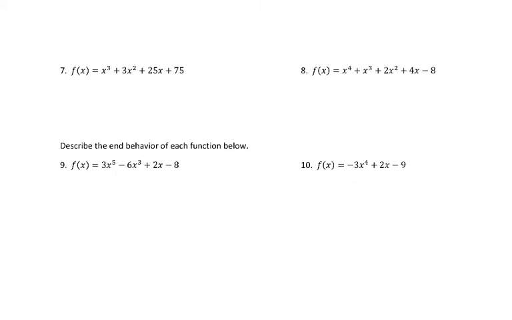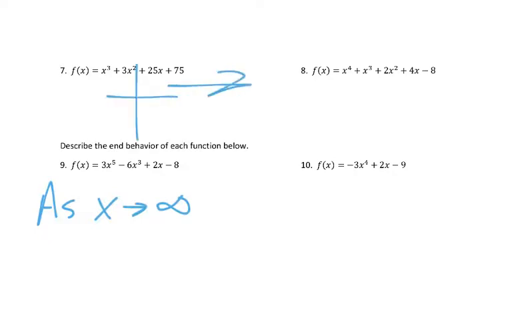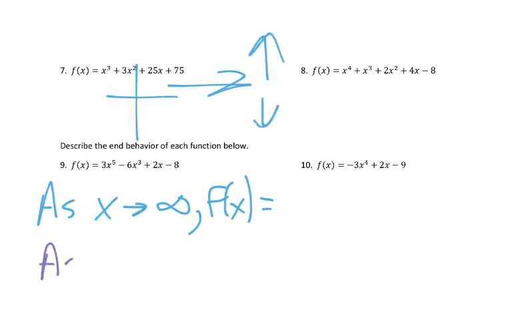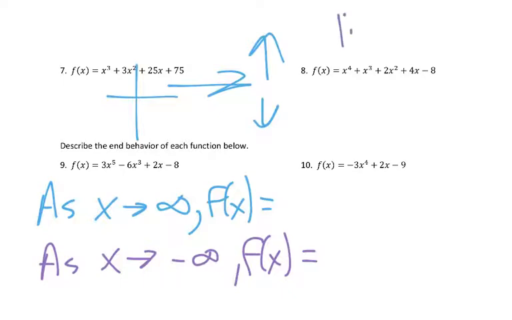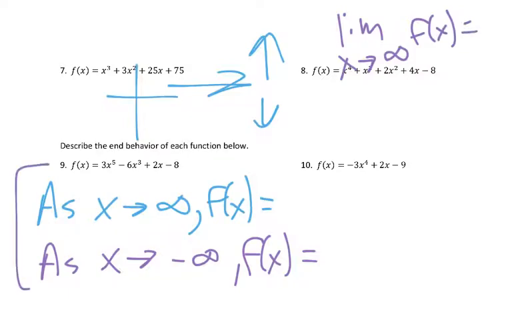Now, number 9 and 10 want us to describe the end behavior of each function. So remember, end behavior is as x approaches positive infinity, meaning graphically as we go to the right, f of x does what? Goes up, goes down, approaches a number. And as we go left, as x approaches negative infinity, f of x does what? Okay. Now there's another way to write it. You can write the limit as x approaches positive or negative infinity of f of x equals. But I think this way is a little easier for us to do. So let's graph these and look at it graphically.